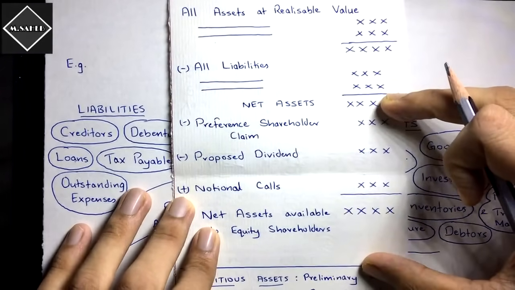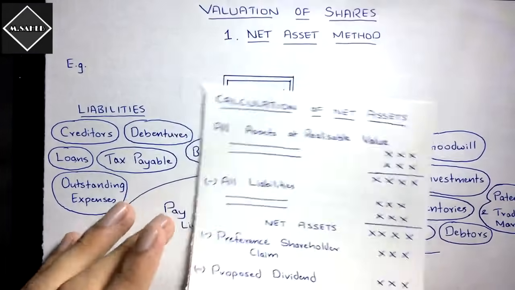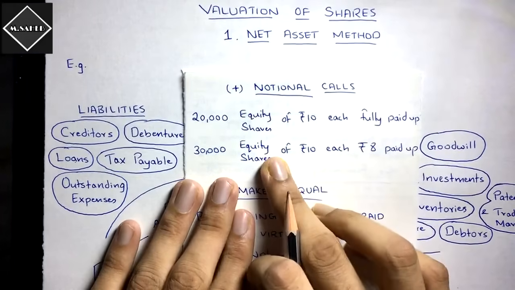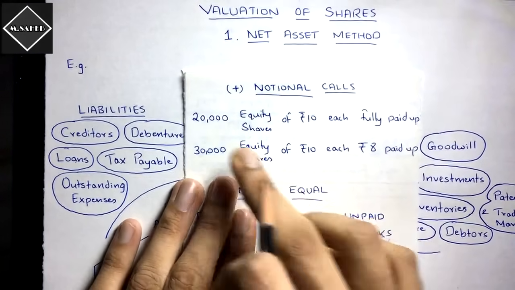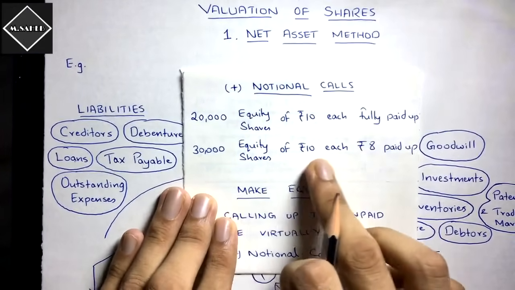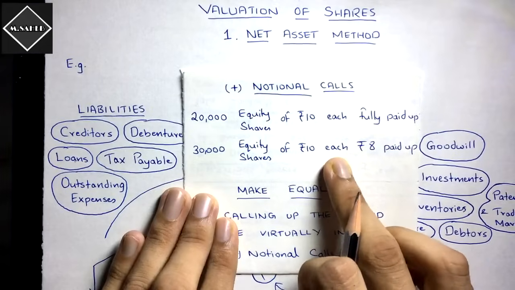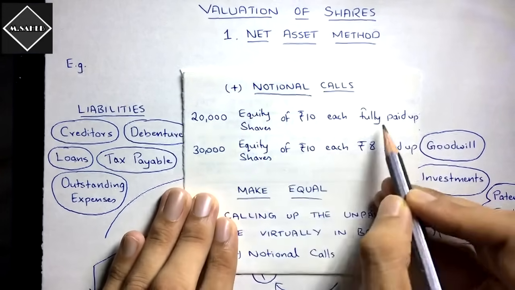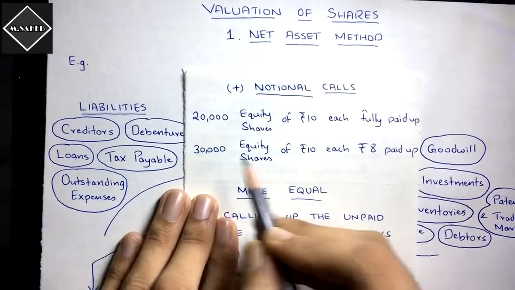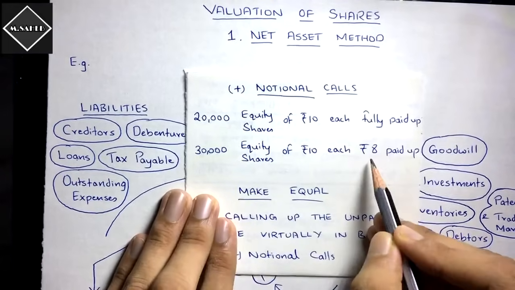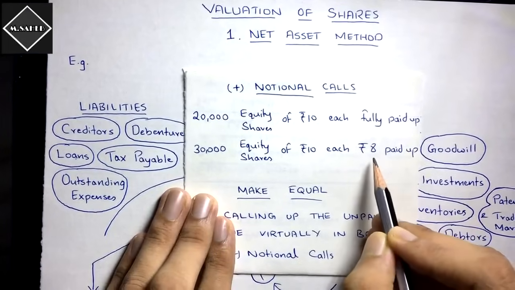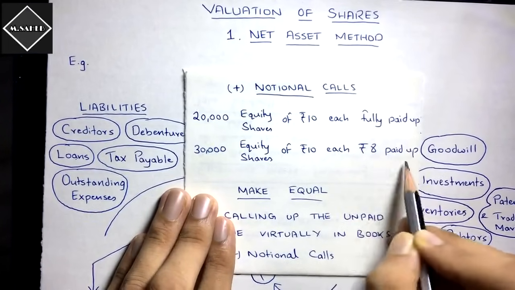But why are we doing it? Let's understand that. In a company there will be lots of different classes of shares. Let's say here there are two different classes of shares. One is 20,000 equity shares of rupees 10 each, and another is 30,000 equity shares of rupees 10 each. But the difference is that these 20,000 equity shares are fully paid up. The shareholders have paid the entire amount. But in these 30,000 equity shares, only rupees 8 has been paid up by the shareholders. So this is a partly paid up share.